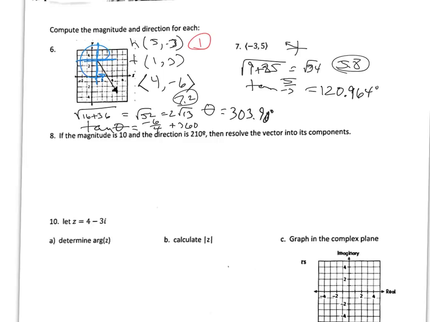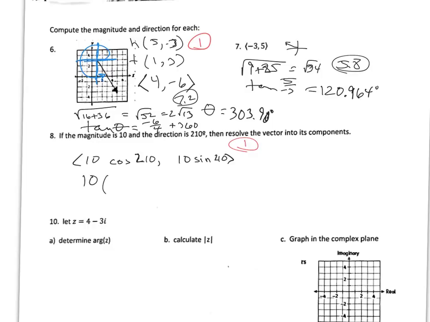This is resolving the vector into components. This is also going to be on the quiz or the test. So we're going to take 10 times the cosine of 210 and then 10 times the sine of 210. This is not imaginary. There's no i. We're putting it into components. So you should have brackets, and there is a comma in between.